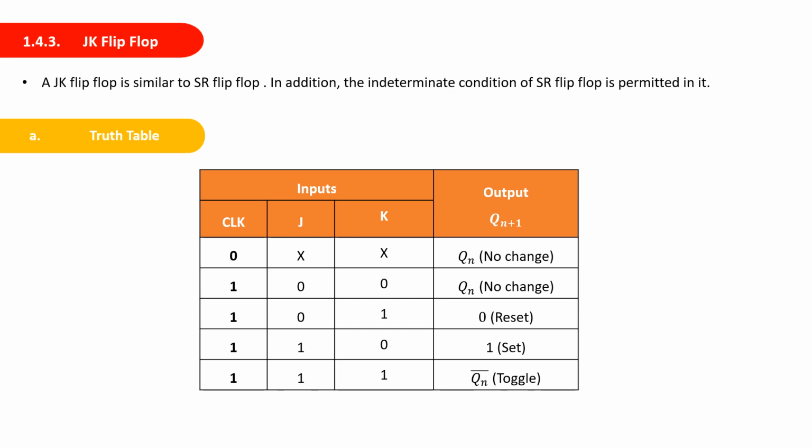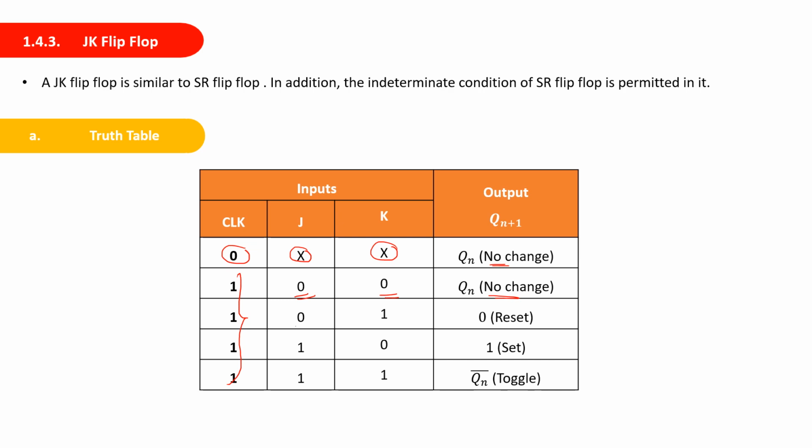Here, when the clock signal is 0, we know that whatever be the value of inputs, your output will not change. Now, when the clock signal is 1, your output will change according to the input combination. So when J is equal to 0 and K is equal to 0, the output will be the same as the previous output. That means the state will not change.